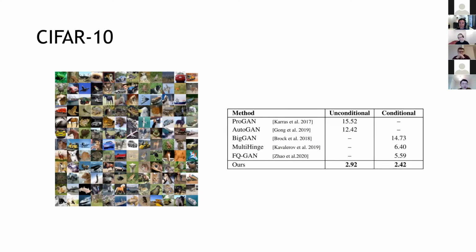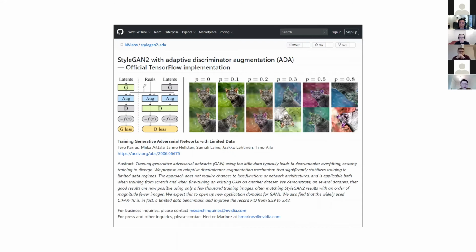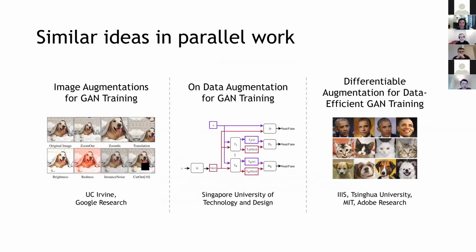We have made our implementation publicly available, so you can Google for these keywords to find it on GitHub. Besides adding ADA, we have also made other improvements to StyleGAN2, like introducing NVIDIA Tensor Core acceleration and many other things. So if you're interested, just pick it up and start playing with the models. It's pretty easy. I should also mention that there have been similar ideas popping up in parallel work. So if you're interested in the topic, I recommend checking out these three papers at least.